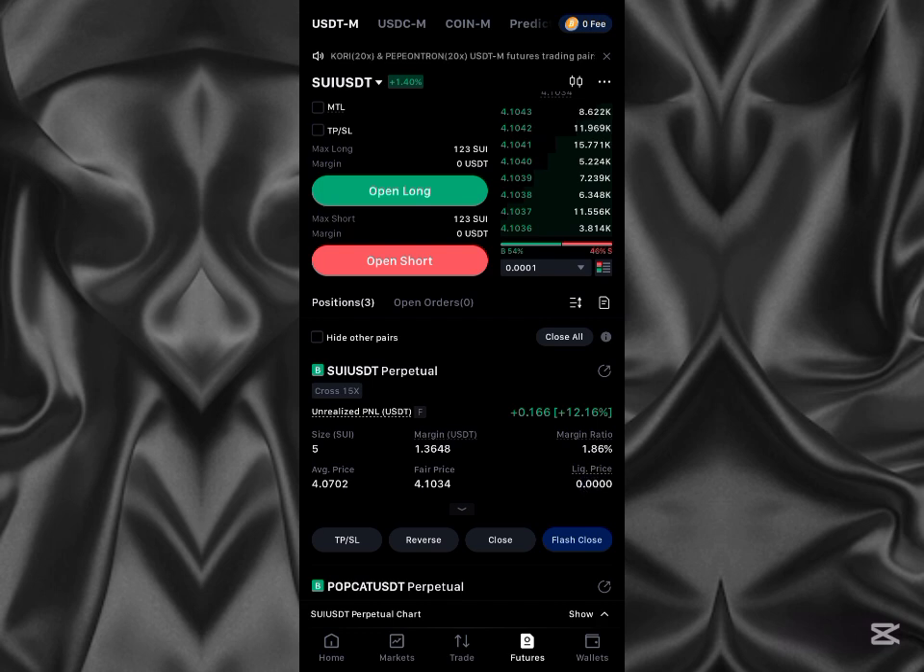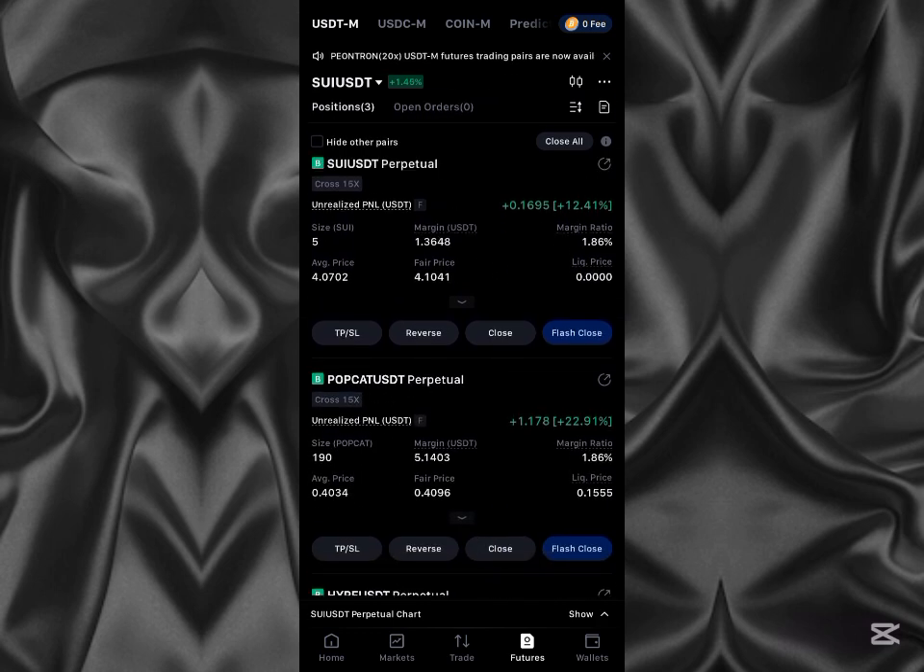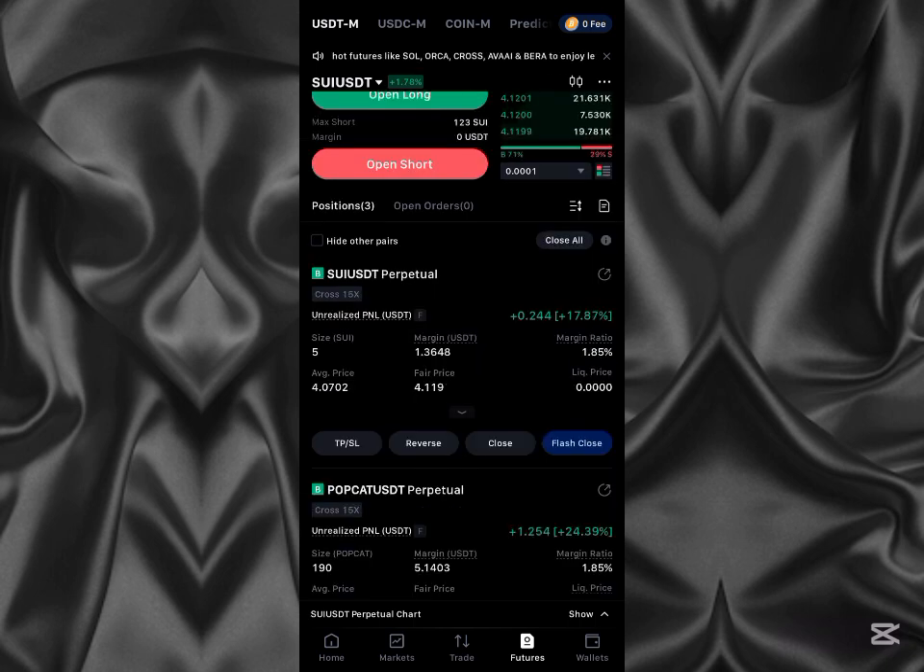But for some trades like this PopCat right here, you can see that my liquidation price is showing 0.15. So if price goes down to 0.15, I'm going to lose my entire money. Everything is going to go. Futures is quite profitable. At the same time, it's quite easy for you to lose your money.